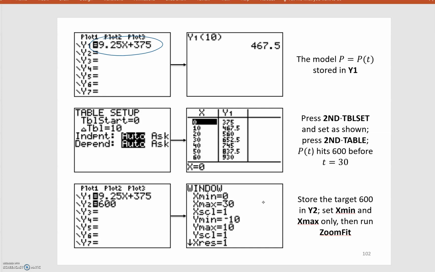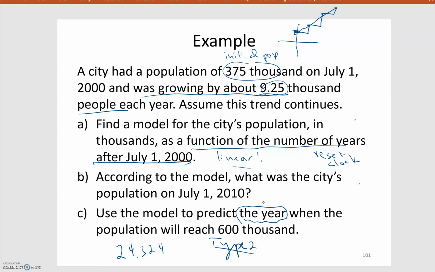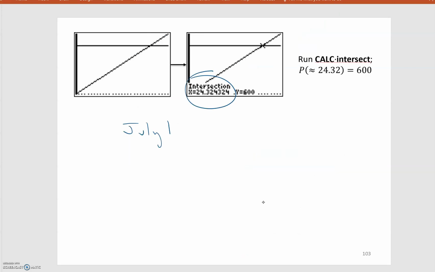Okay, so we got our answer in a fashion. We got the elapsed time of 24.324, but the calendar year for this is starting at July 1st. Let's go back. 2000, so plus 24.32 of a year. Okay, so the 24 would of course put us into 2024, July 1 of 2024, but then we have 0.32 of a year after that.